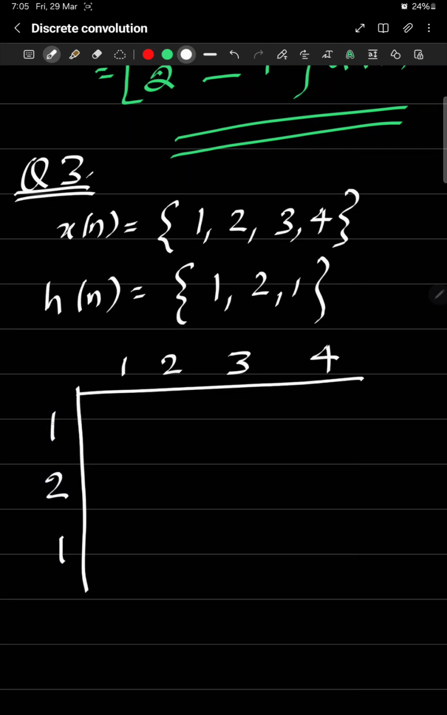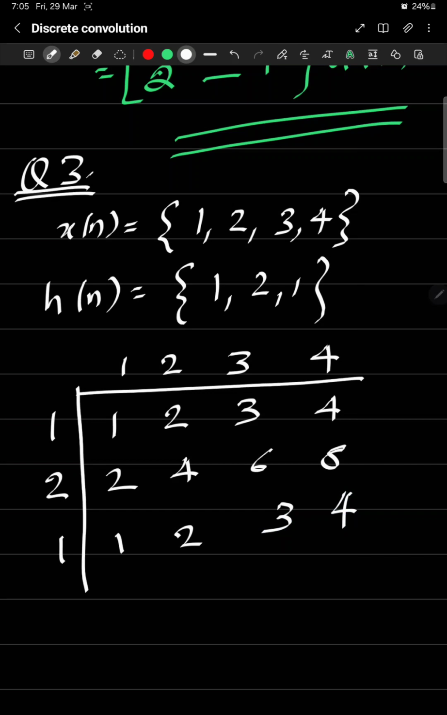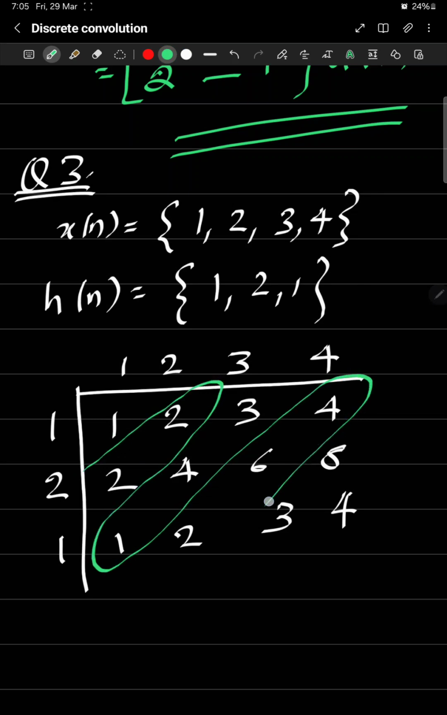Now you multiply 1 with each and every term over here. So 1 into 1, 1 into 2, 1 into 3, 1 into 4. Similarly you multiply with the next element, that is 2, 2 into 1. So you have 2, 2 into 2, 4, 2 into 3, 6, 2 into 4, 8. Again with the next element, that is again 1, so this will be 1 2 3 4. Once you're done with this table, you can draw zigzag lines like this. Carefully draw the lines.